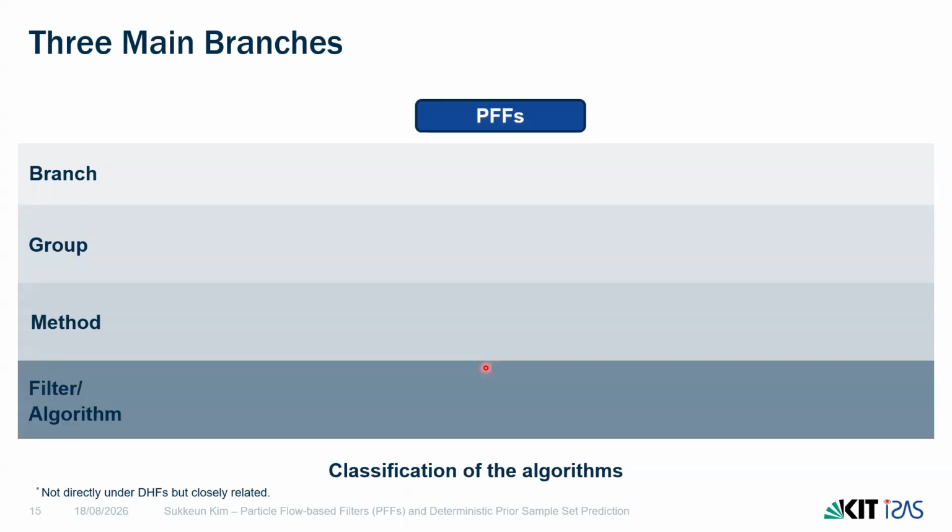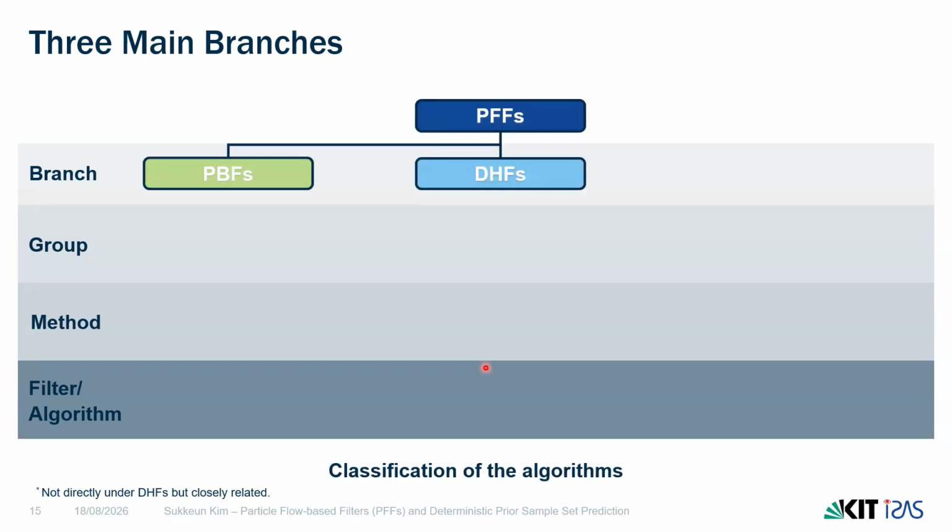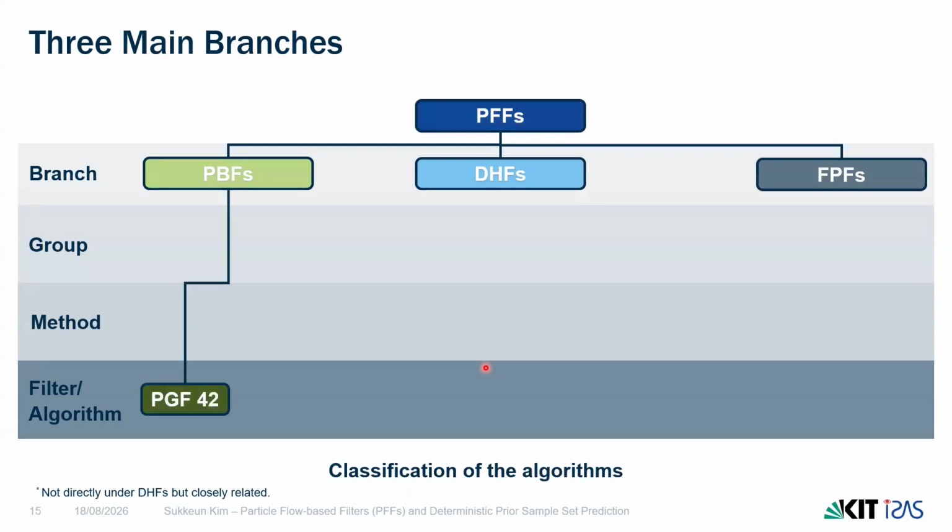And the last level is the filter or algorithm, which is how they really realize the estimation using this method or flows. So in the PBFs, the DHF, and the FPFs are the main three branches we categorized. And from the PBFs, there's one specific filter called PGF42.